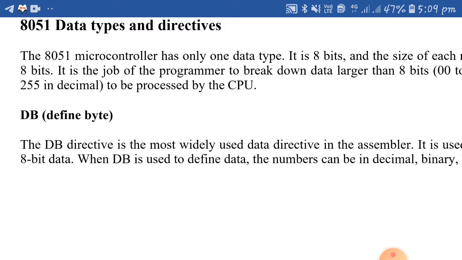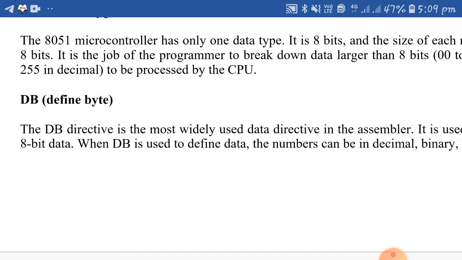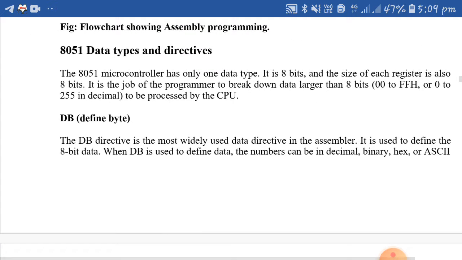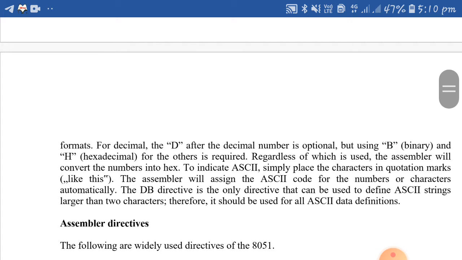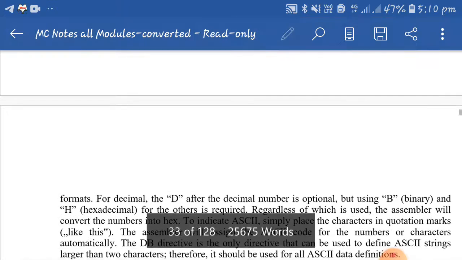You can see that you have different directives. First one, define byte, DB, is the most commonly used data directive in the assembler. It is used to define 8-bit data. When DB is used to define data, the numbers can be in decimal, binary, hex or ASCII formats. You can store numbers of different types and define them using this directive DB.